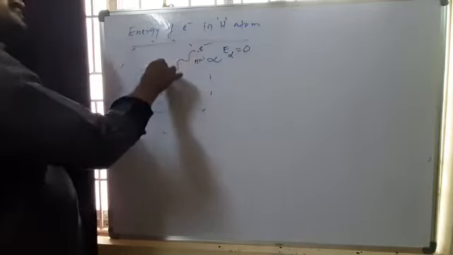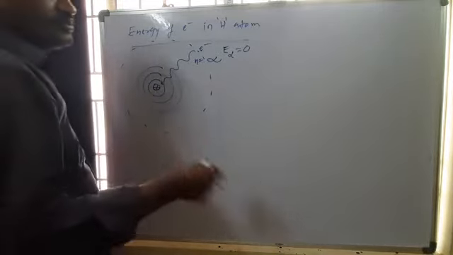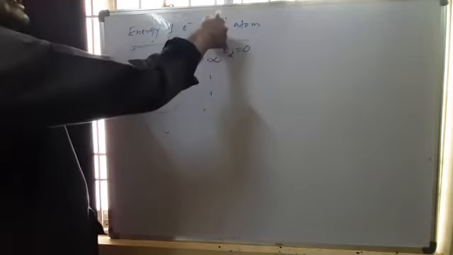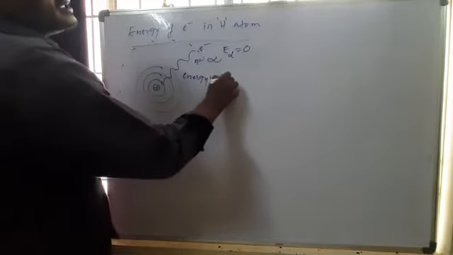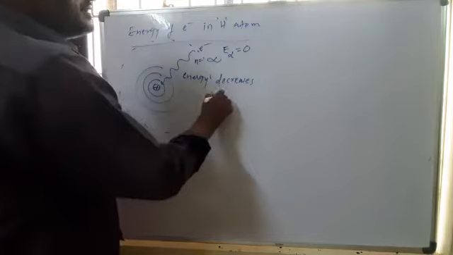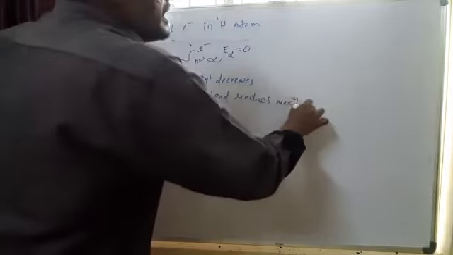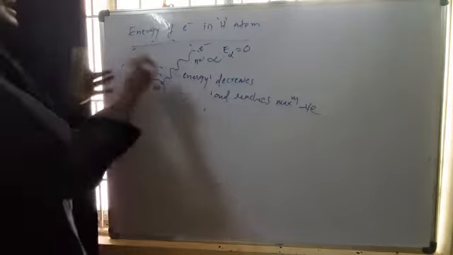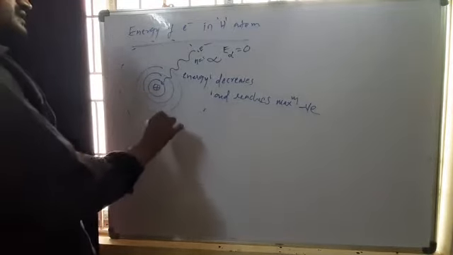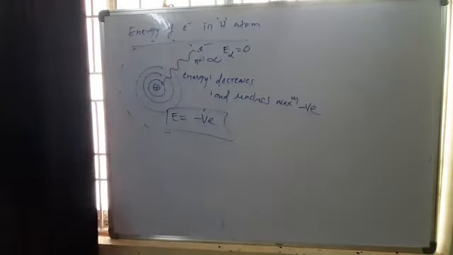So when it approaches towards the nucleus, its energy decreases and reaches a maximum negative value. So that means the energy of an electron in the atom is a negative value.